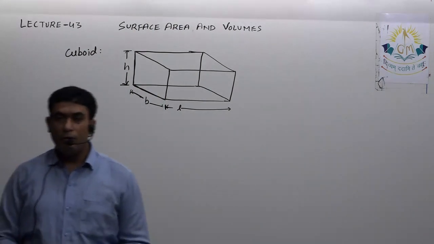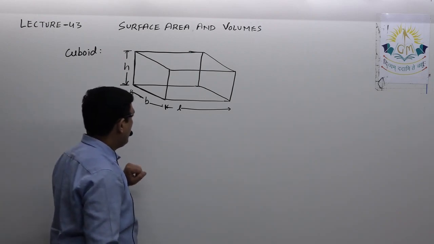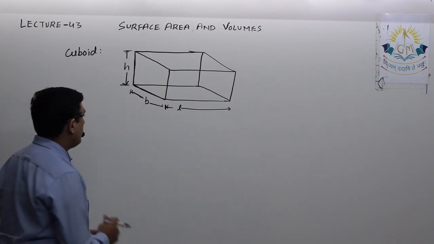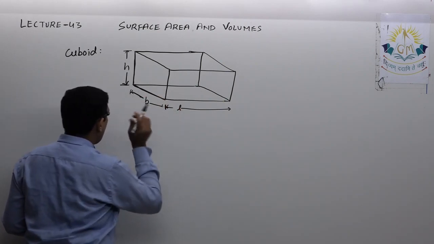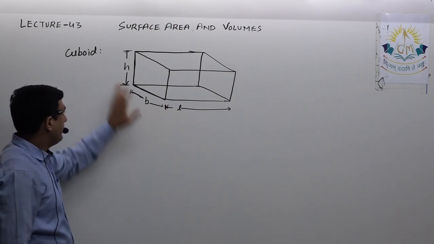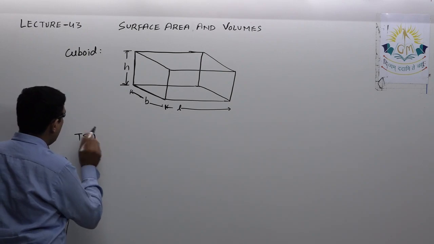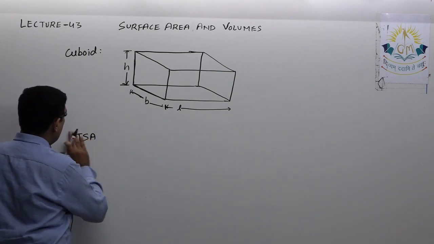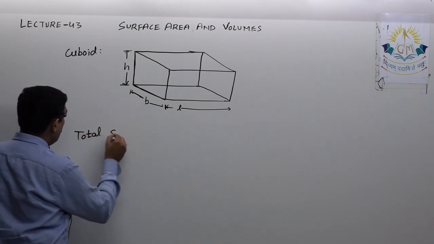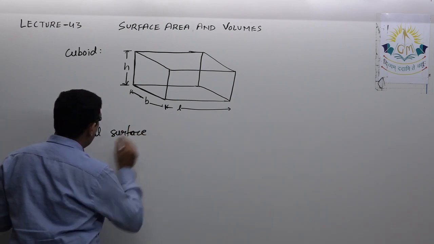You can see so many examples in and around you. A matchbox is a cuboid. Your textbook is a cuboid. So many examples of cuboid you can see around you. Now it has three dimensions: length, breadth, and height. So when I say total surface area, in short I write TSA. Total surface area, as the name itself says, is the area of all the surfaces.